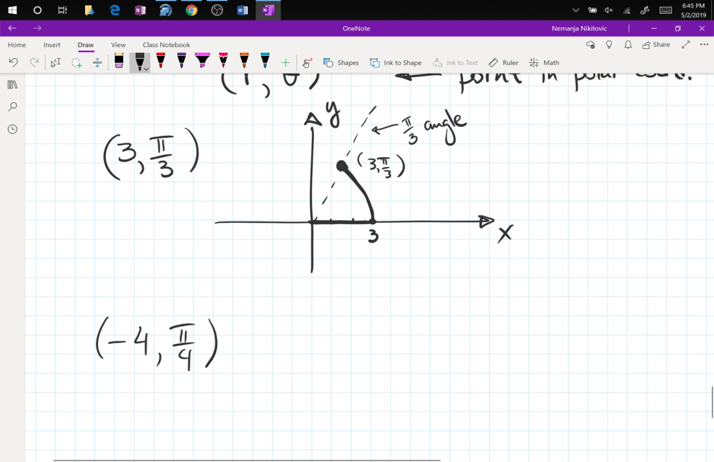Kevin, you're sitting up front. Kevin, you're sitting up front.